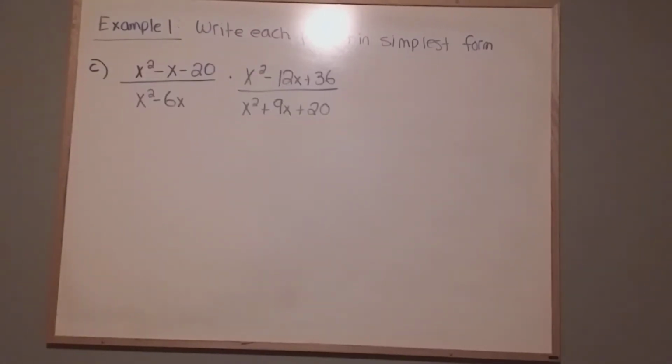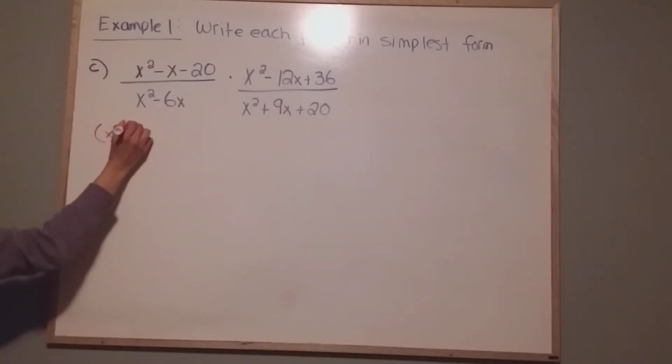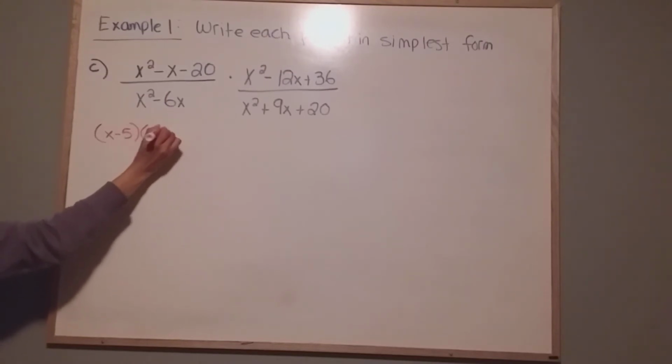Okay. Our last example for multiplying, if you look at it, it looks a little bit more complicated. And if you look at it, you have to factor 4 times. So you have to be really, really good with your factoring. So step 1 is to factor. So if I look at the top, two numbers I multiply to give me negative 20 and add to give me negative 1 are x minus 5, x plus 4.